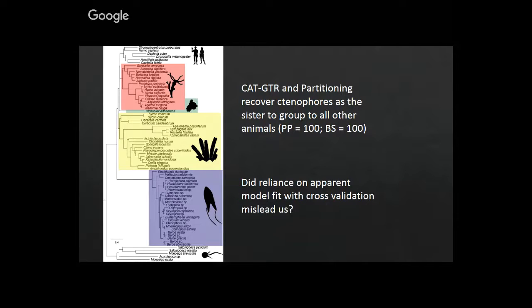Now, I haven't really shown any instance where CAT-GTR really performs differently than partitioning, and so I want to point out some examples where we see that with empirical data. Most of the other examples I've shown you where there was disagreement were in regards to CAT-F81 versus other models.